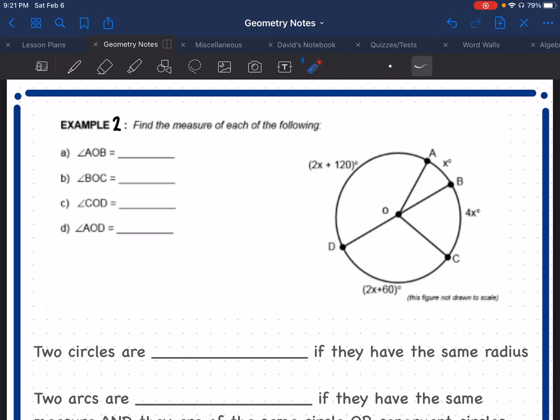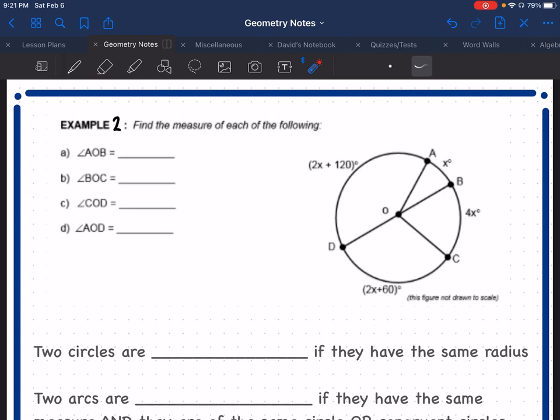So notice in my circle that I have the arcs this time. This time in my circle, I have the measure of all of these arcs. Okay, all four of them. And they're asking over here the measures of the angles. Take a look at A. It's AOB. So if I can figure out what this arc is, I can figure out what this angle is because O is the center of my circle.